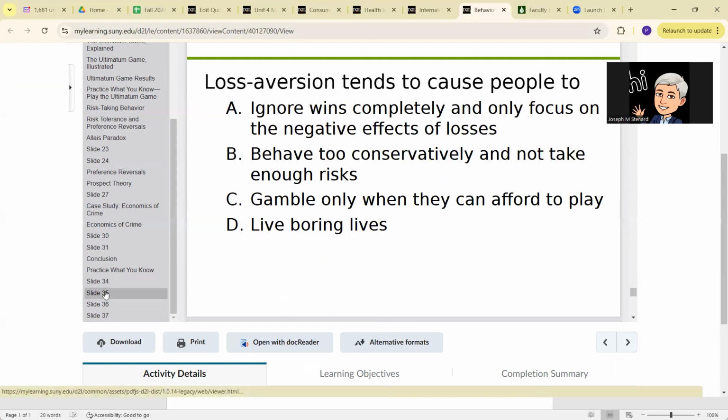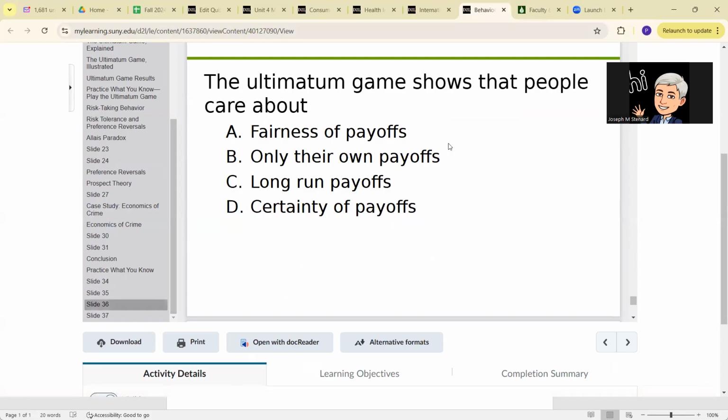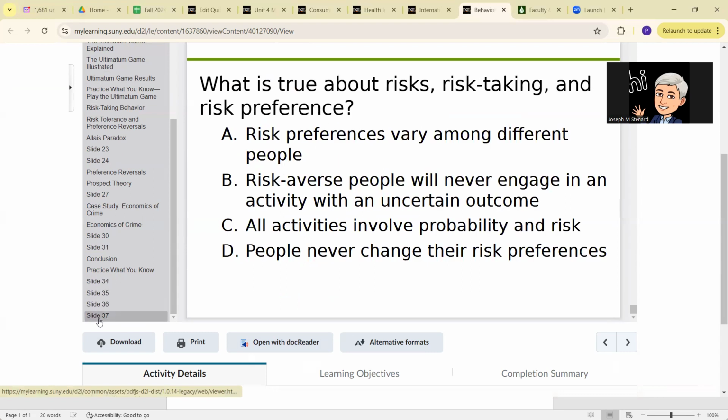All right, last 3 questions. Loss aversion tends to cause people to behave too conservatively and not take enough risks. That's the answer. Number 36, the ultimatum game shows that people care about. And the ultimatum is explained earlier, and the answer to this is the fairness of payoffs. And lastly, 37, what is true about risks, risk taking, and risk preference?